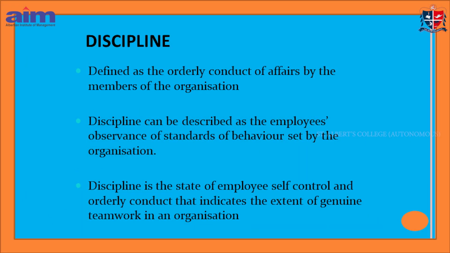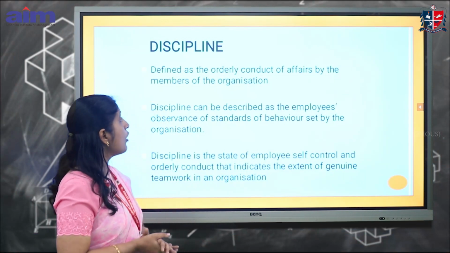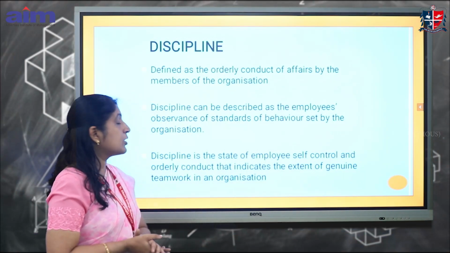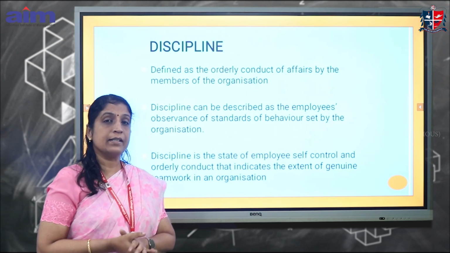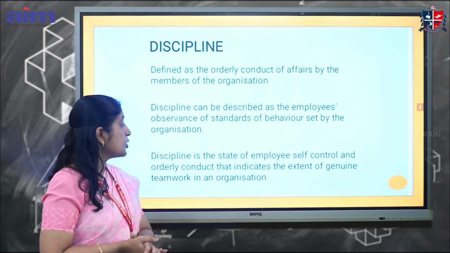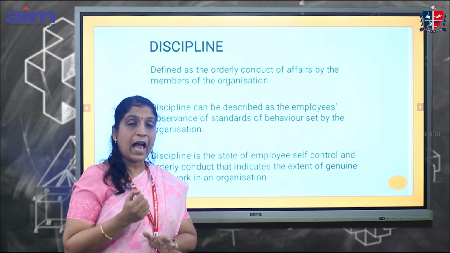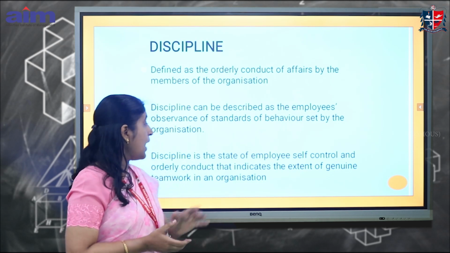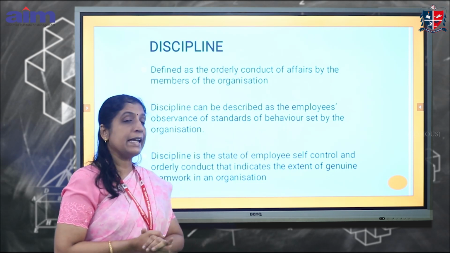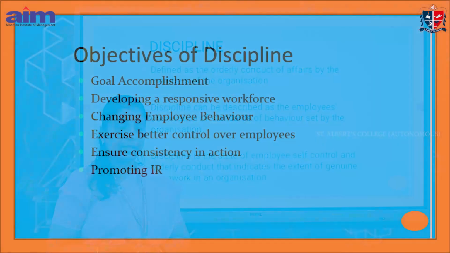So, we can say that employee discipline can be defined as orderly or systematic conduct of affairs in which the employees observe certain standards which are set by the organization. This speaks about a situation where the employees have self control and orderly conduct that indicates the extent of genuine teamwork in an organization.